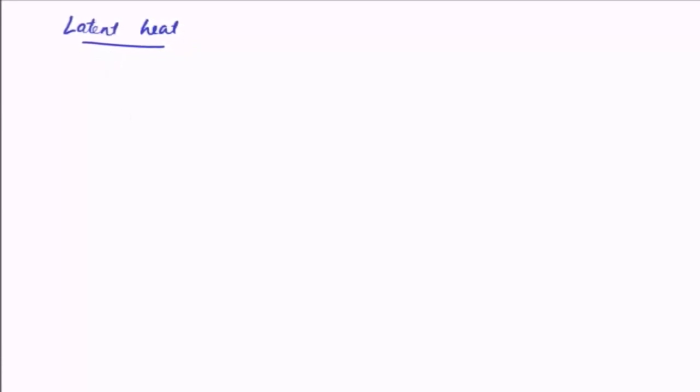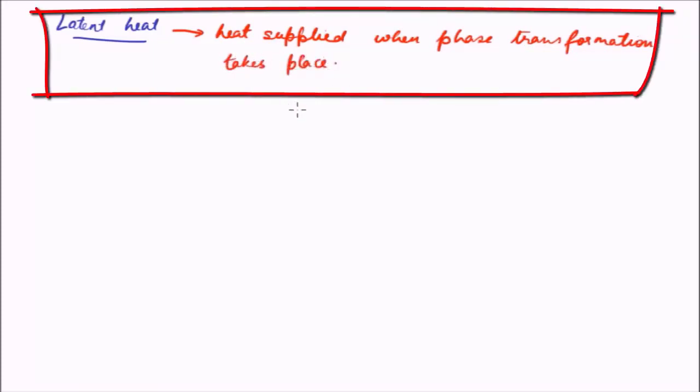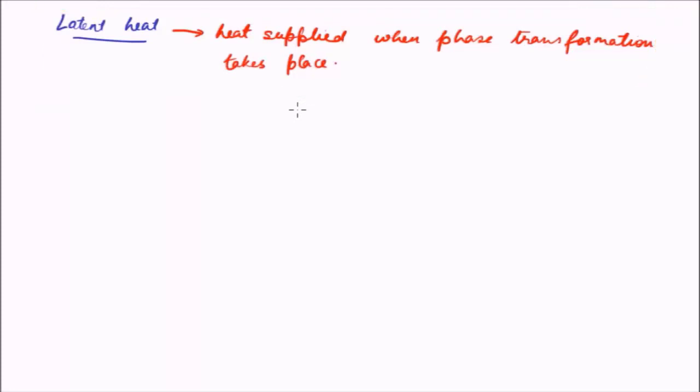So latent heat is basically the heat supplied or released when phase transformation takes place. And why latent? Because it is not externally manifested as a change in temperature.